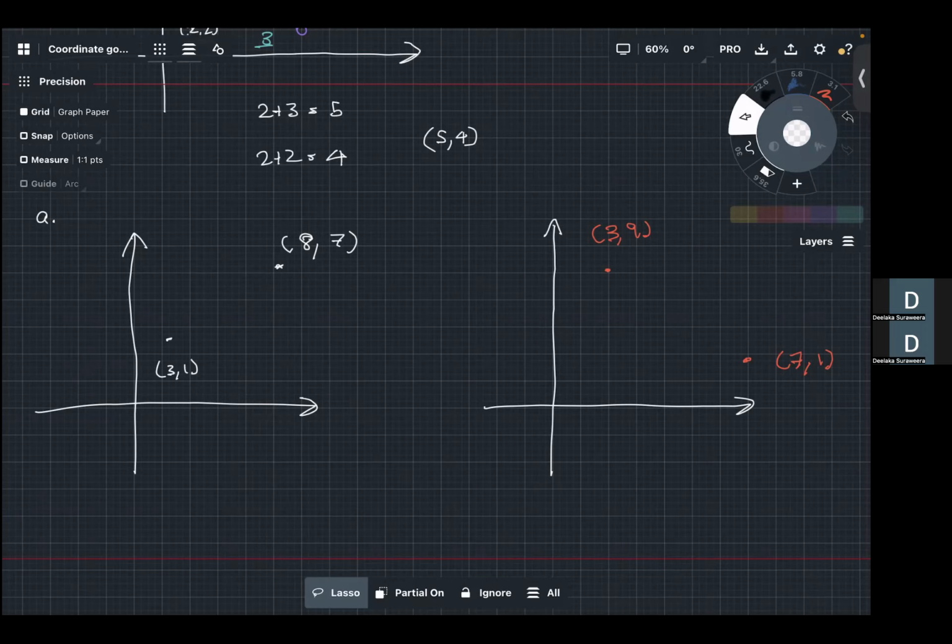You halved it last time. And you'll see, you halved it to get 3. So instead of going right by 5, you go right by just half. Just 2.5.